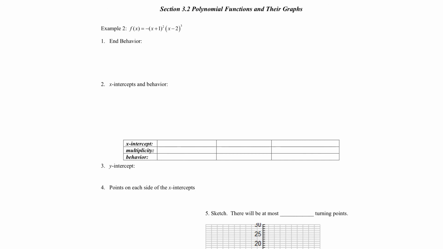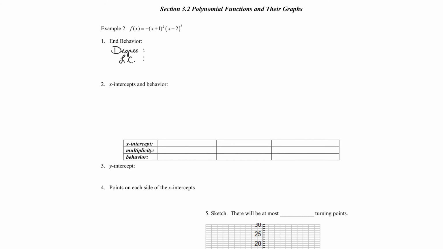All right, so let's look at another graph. This one is f of x equals the opposite of x plus 1 squared times the quantity x minus 2 cubed. And so we're going to go through our same set of steps. End behavior involves the degree and the sign of the leading coefficient.